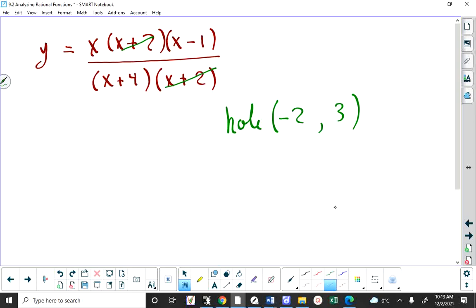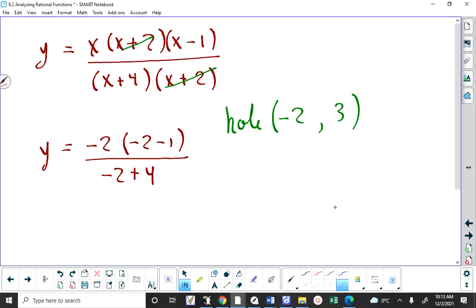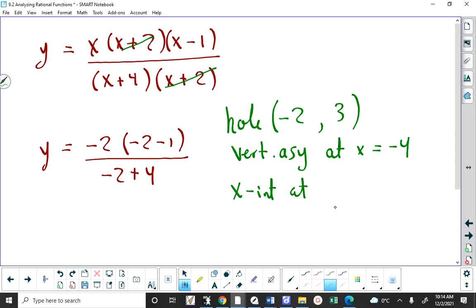But if you put -2 on the top, let's just check. -2 times -2 minus 1 over -2 plus 4. You get -2 times -3, which is positive 6 on the top, and positive 2 on the bottom. 6 over 2 is 3. So you'll have a hole there. You will have a vertical asymptote at x equals -4, and you will have x-intercepts at x equals 0 and 1.